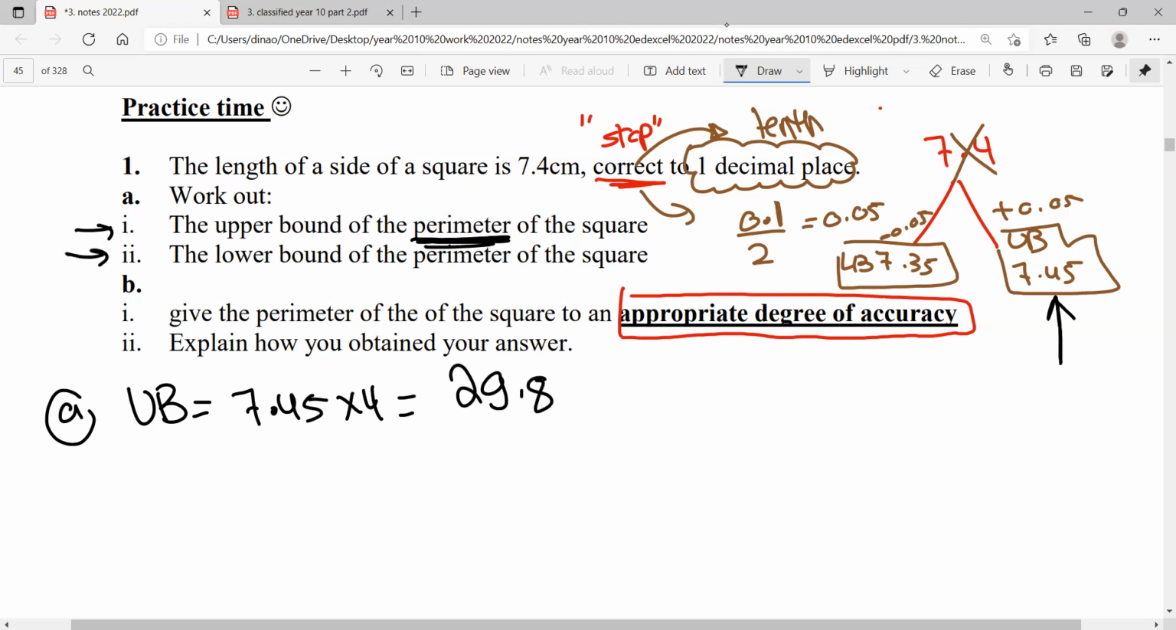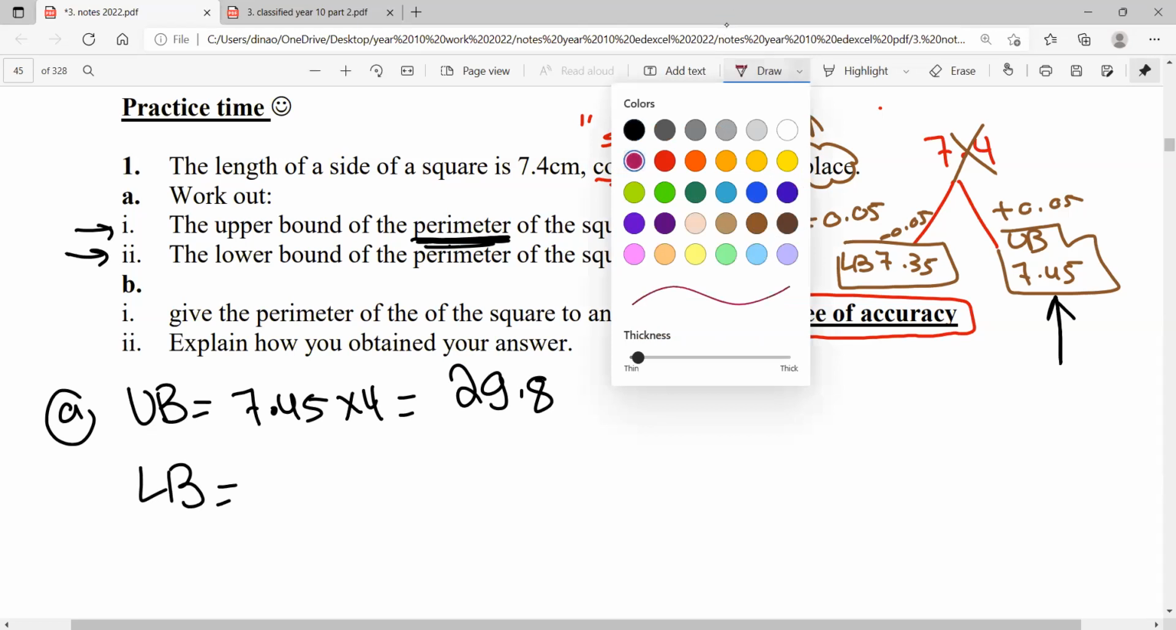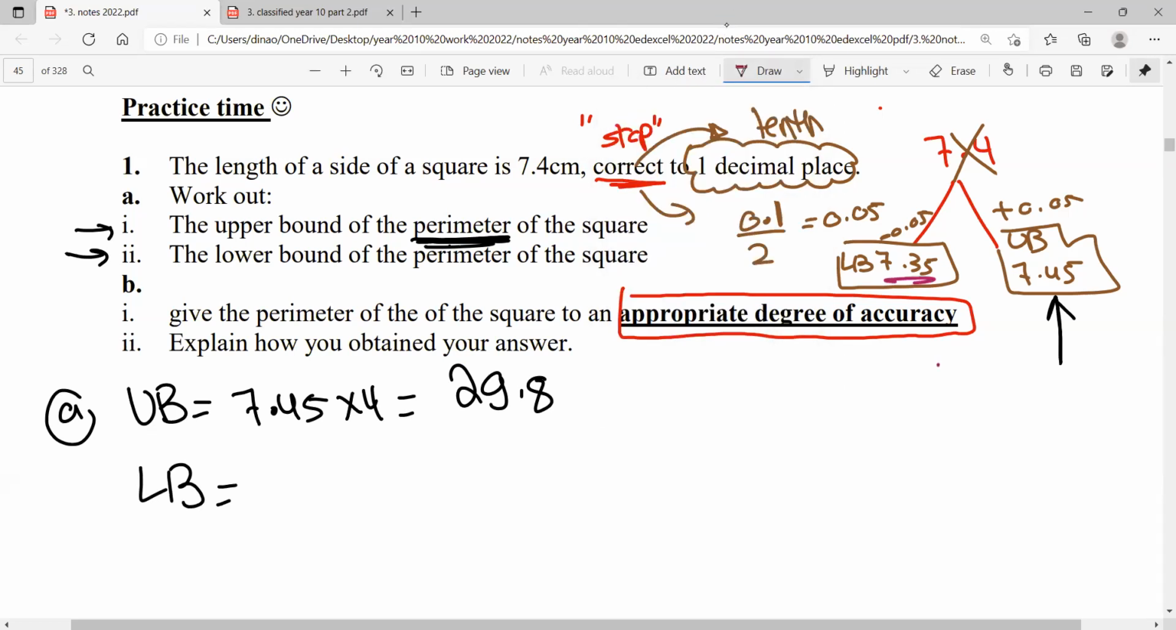Now let's look at the second question. The second question says, find the lower bound of the perimeter. Now for the lower bound of the perimeter, you take the lower bound again, and you multiply by 4.